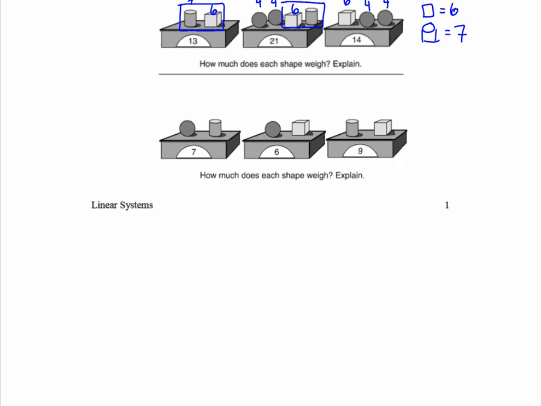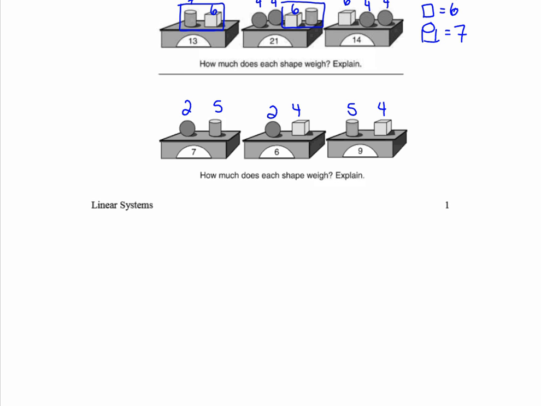Unless you had another, did you guess and check this one? No? Didn't get it? Did anyone get it? Yeah? 2, 5, 2, 4. And then 5, 4. That would do it. Okay.